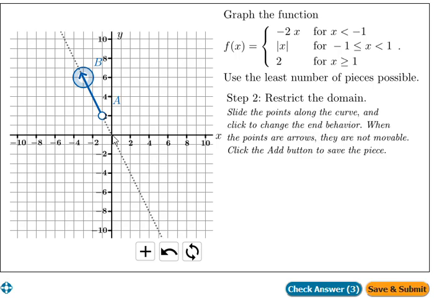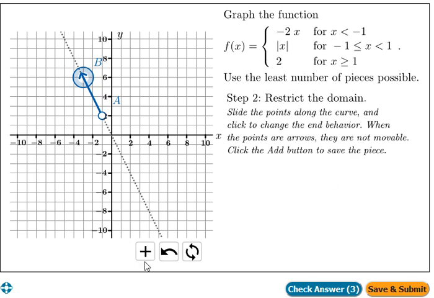Y-intercept (0, 0). We went up and then to the left, the opposite. All right. The domain says x is less than -1, so those numbers are right here to the left.